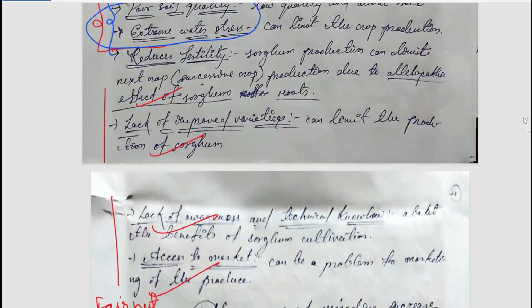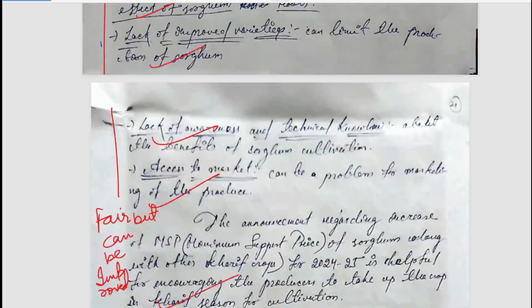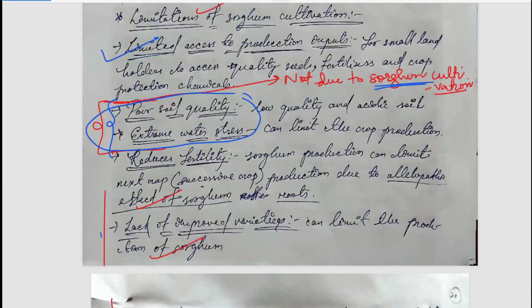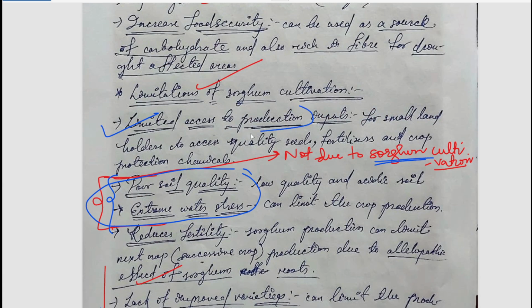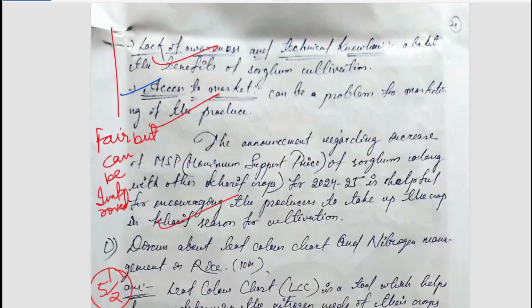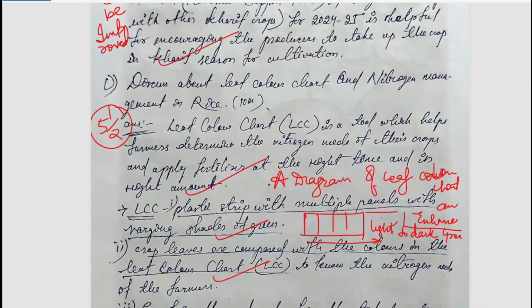Okay, such as lack of awareness or access to market. Again this can be improved. Such as a look, production decreases. Yes, obviously it could be a limitation. There could be limitations such as non-availability of some varieties or other things. One limitation could be some nutritional requirement. Obviously, some varieties could take up more nutrition, so these could come into limitations, not poor soil quality and extreme water stress. So you can avoid these points. I hope you understand. Now let's move to the next question. The next question is, discuss leaf color chart and nitrogen management in rice.